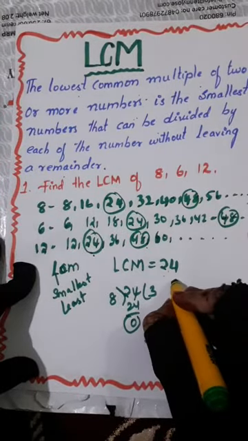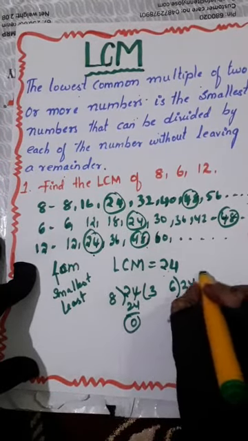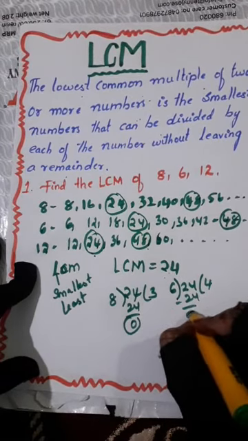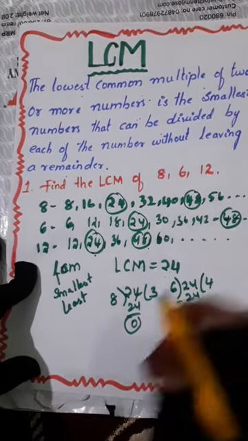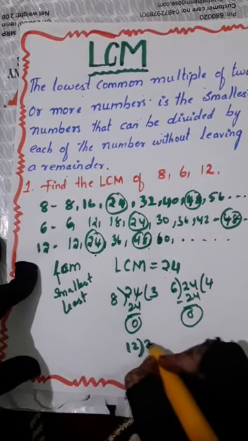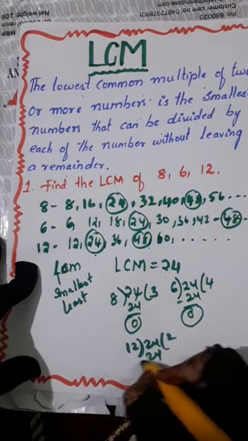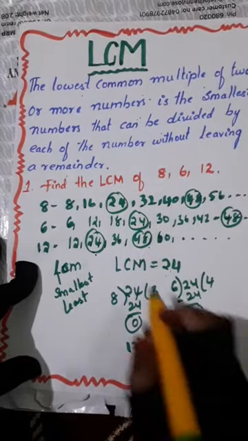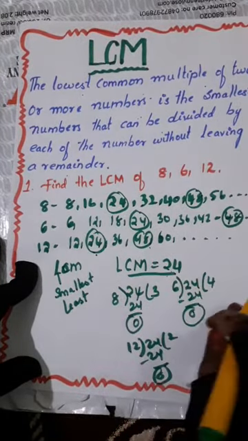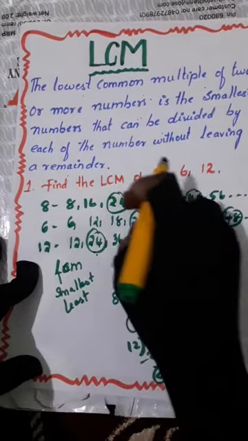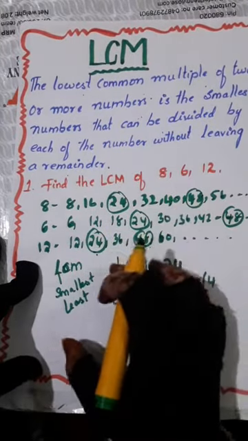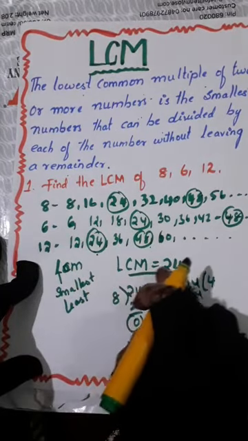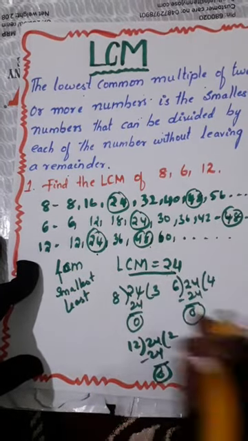Next, 6. If we divide 24 by 6, 6 fours are 24, and 24 minus 24 is 0. Next, 12. In the 12 table, how many times will 24 go? 12 twos are 24, and 24 minus 24 equals 0. So LCM is equal to 24. We take the multiples, take the common ones, and the smallest one that comes first as common is the lowest common multiple, which is 24.